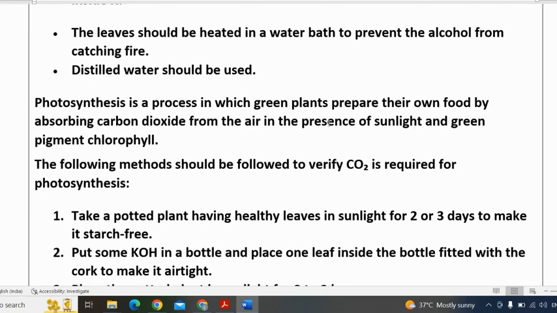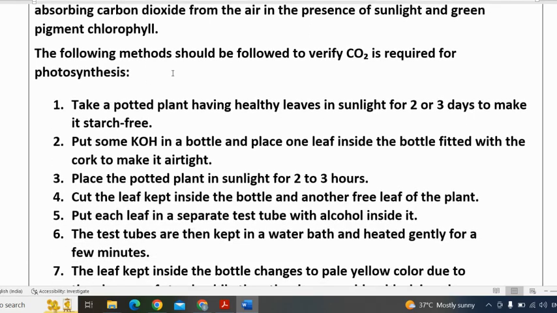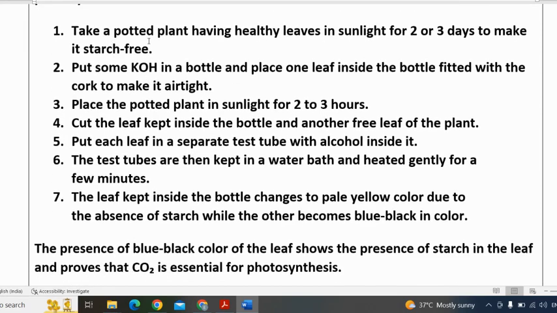Photosynthesis is a process in which green plants prepare their own food by absorbing carbon dioxide from the air in the presence of sunlight and the green pigment chlorophyll. The following method should be followed to verify carbon dioxide is required for photosynthesis. Keep a potted plant having healthy leaves in the dark for 2 to 3 days to make it starch free. Put some KOH in a bottle and place one leaf inside the bottle fitted with a cork to make it airtight. Place the potted plant in sunlight for 2 to 3 hours.